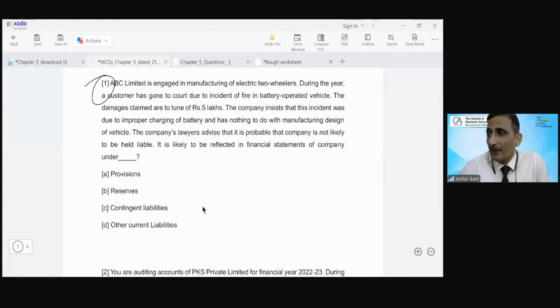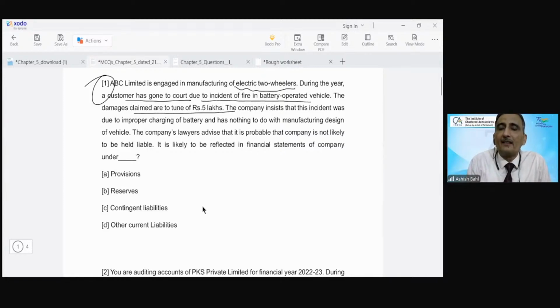Ankit, probably you have first answered A. Now, whether you have changed your mind by seeing the answer of others or on your own, you have to be honest to yourself. So ABC Limited is engaged in manufacturing of electric two-wheelers, electric scooters. So some customer has gone to court due to incident of fire in battery operated vehicle. The damages claimed are to the tune of 5 lakhs. The company insists that incident was due to improper charging of battery and has nothing to do with the manufacturing design. The company's lawyer advised that it is probable that company is not likely to be held liable.